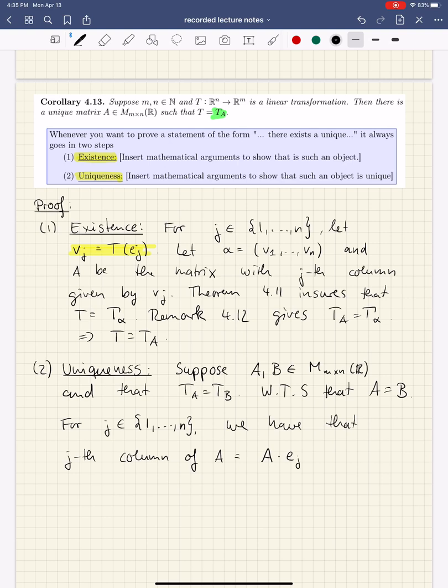Okay, well, now this by definition is just T_A applied to e_j. Then, well, T_A and T_B coincide, so this is T_B of e_j. And then we're doing everything backwards. This by definition is B times e_j. And then this, as argued before with A, is just the jth column of B. And we're done here. So thus, A is equal to B.